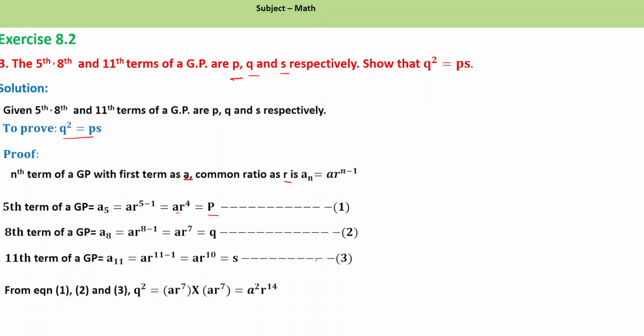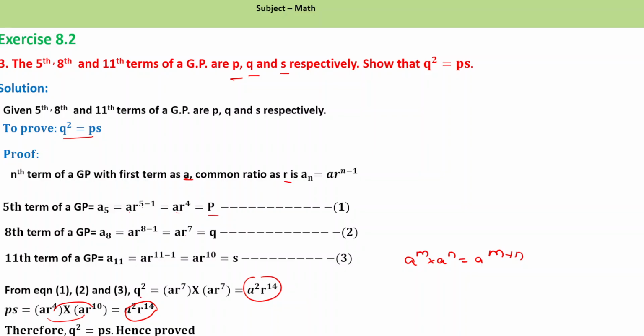Let us multiply equations 1 and 3. That will be P × S = A R^4 × A R^10, that is A × A is A², and R^4 × R^10 is R^14, because a^m × a^n = a^(m+n). Therefore, R^4 × R^10 is R^14. So by observing these two terms, both are equal. So we can conclude that Q² = PS. Hence proved. That's what we needed to prove.